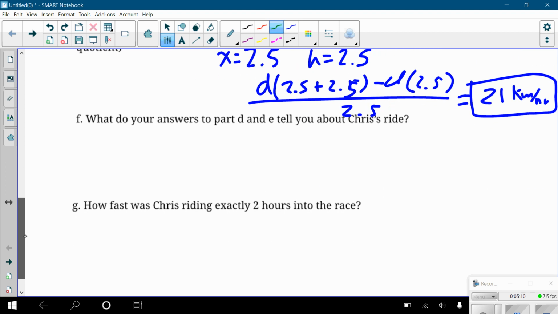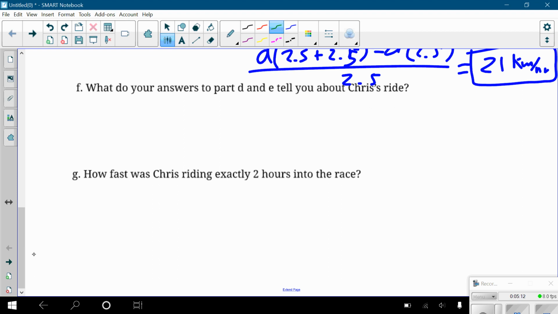Okay, cool. Now for the real tricky thing. I want to know, how fast was he riding exactly 2 hours into the race? I'm trying to find the slope. I'm going to find the slope between an x value of 2, and then I want that second x value to be really, really close. Like super close.